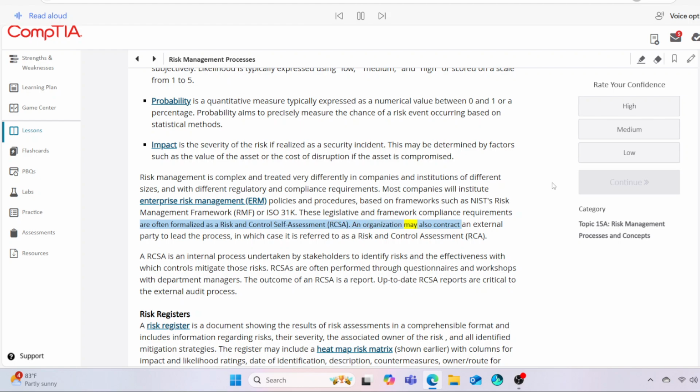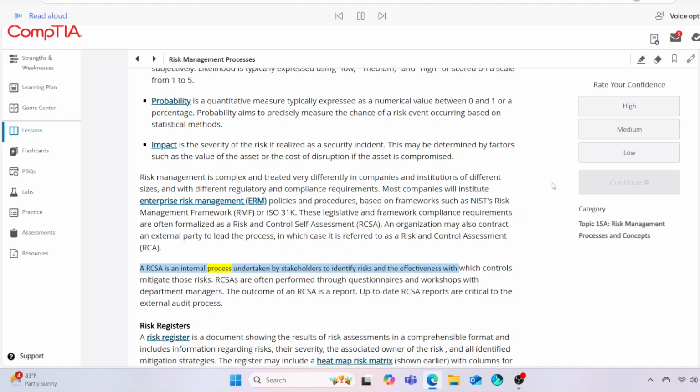An organization may also contract an external party to lead the process, in which case it is referred to as a Risk and Control Assessment, RCA. A RCSA is an internal process undertaken by stakeholders to identify risks and the effectiveness with which controls mitigate those risks. RCSAs are often performed through questionnaires and workshops with department managers. The outcome of an RCSA is a report. Up-to-date RCSA reports are critical to the external audit process.